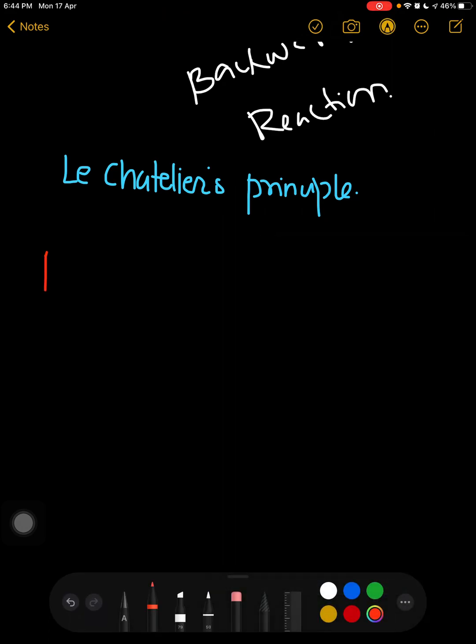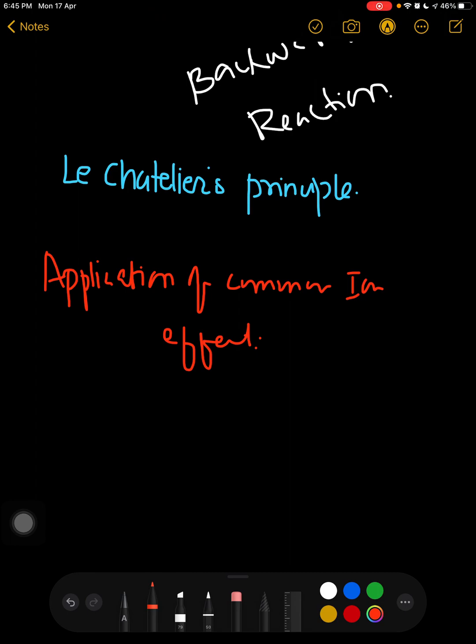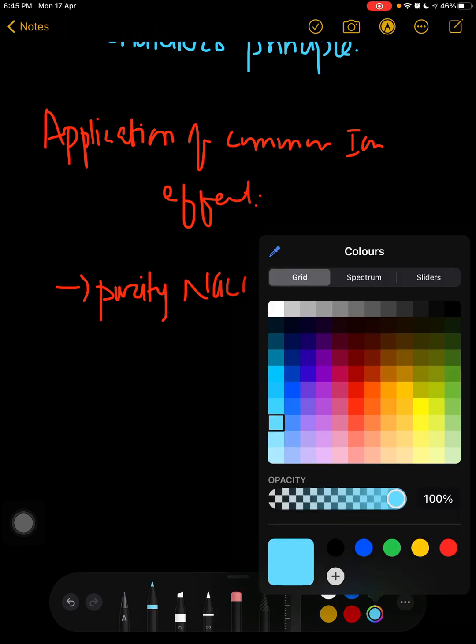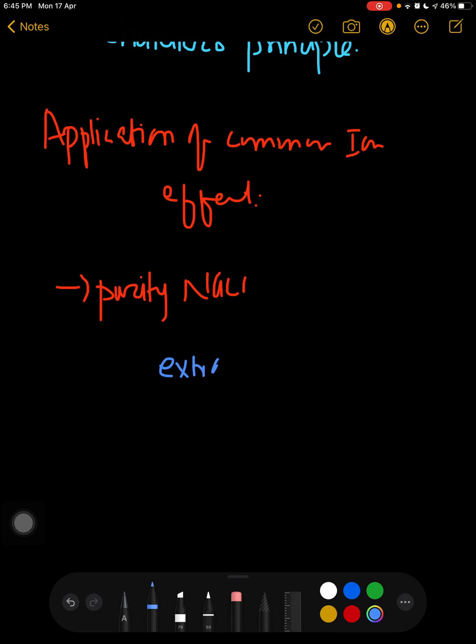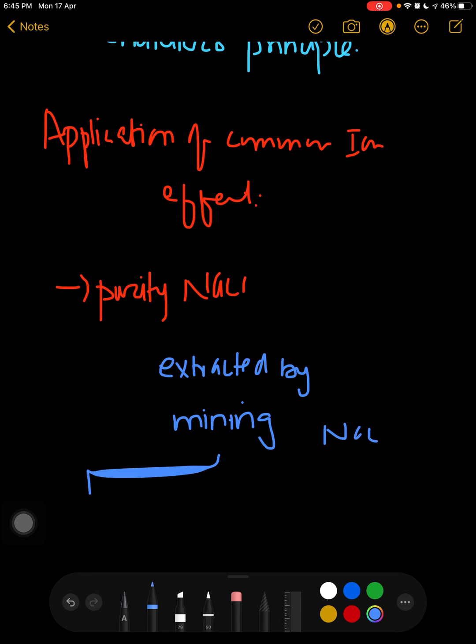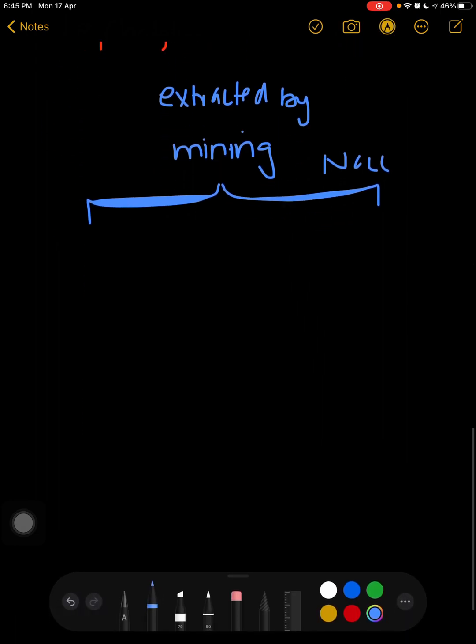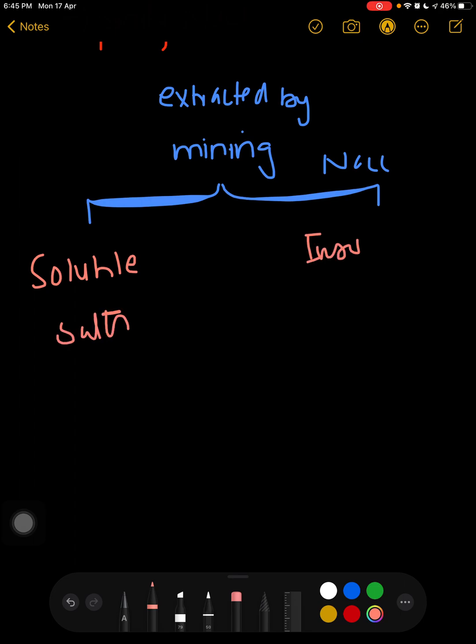The application of the common ion effect: basically, it is used in order to purify sodium chloride, NaCl. This NaCl is extracted by the process of mining. In this NaCl there are certain soluble salts and certain insoluble salts. We will talk about the soluble salts later.